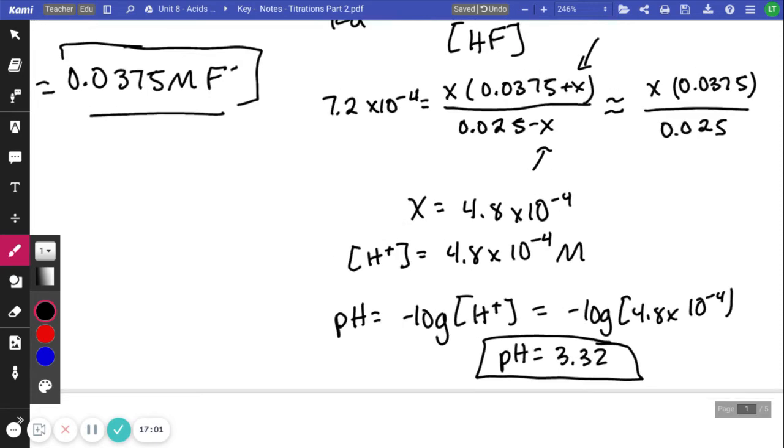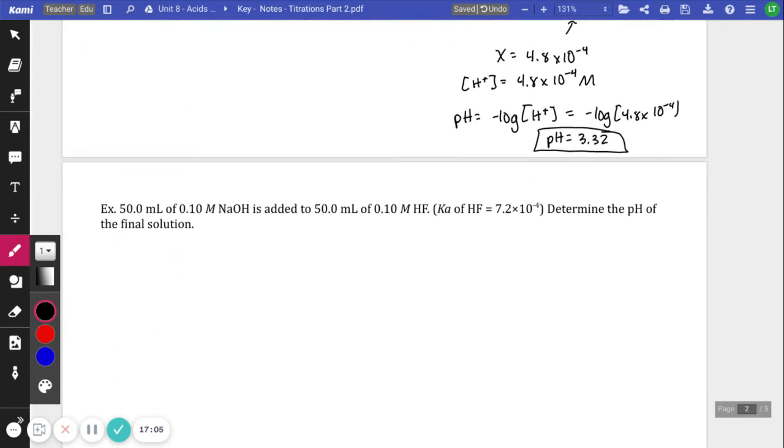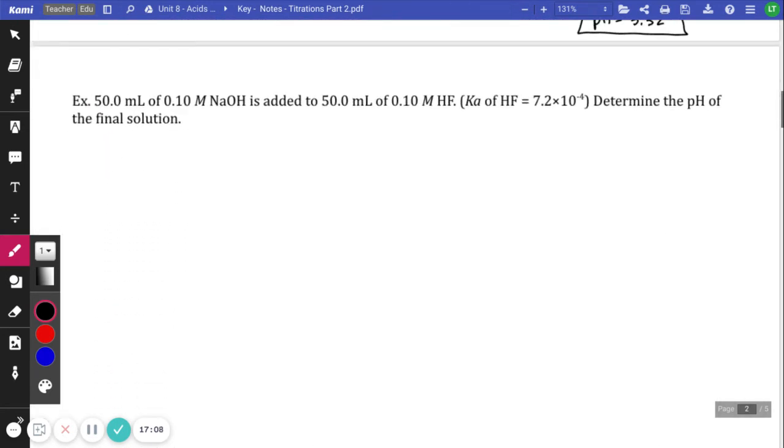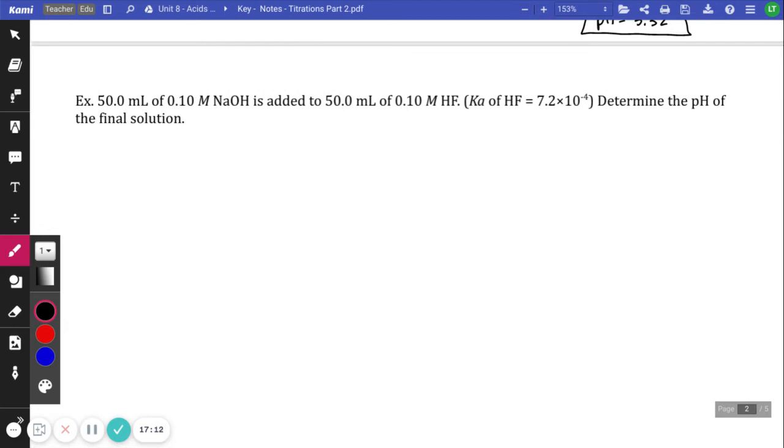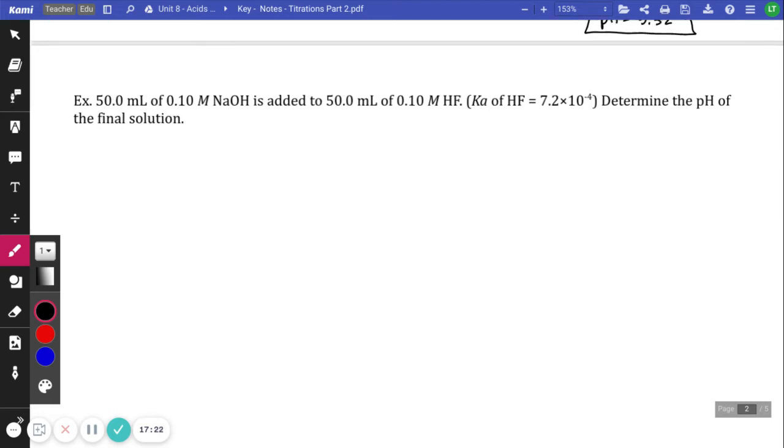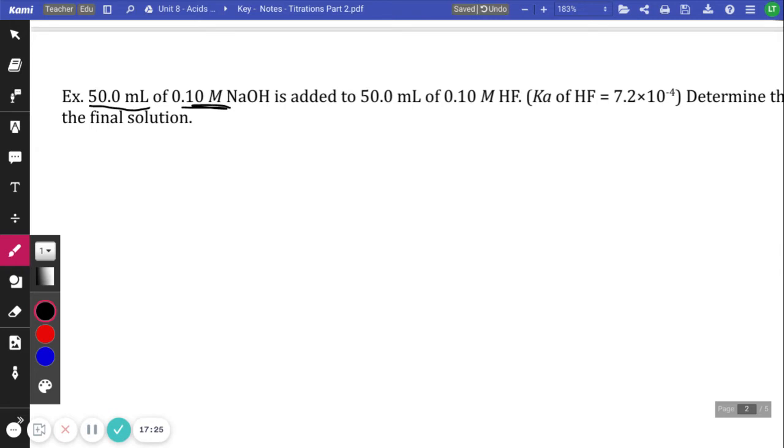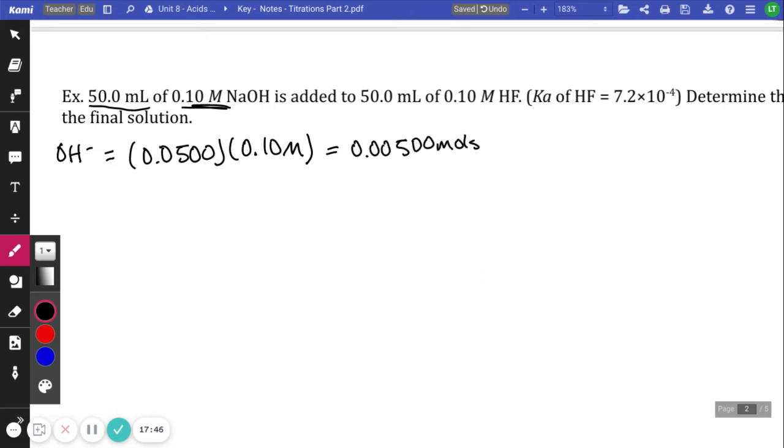Okay, so let's go ahead and try the next one. All right, so we're using the same equation again, just with our sodium hydroxide being added to our hydrofluoric acid, but this time we have different values of the hydroxide and HF being added. So I have 50 milliliters of 0.1 molar NaOH. So I need to find the moles of my hydroxide, which is going to be equal to my molarity times my liters, which gives me 0.00500 moles of hydroxide.